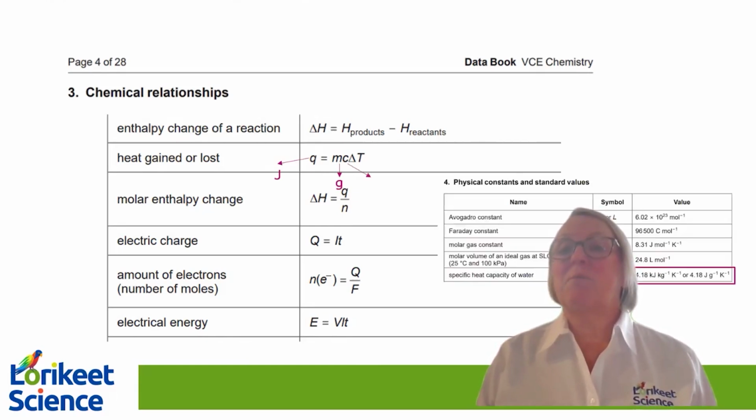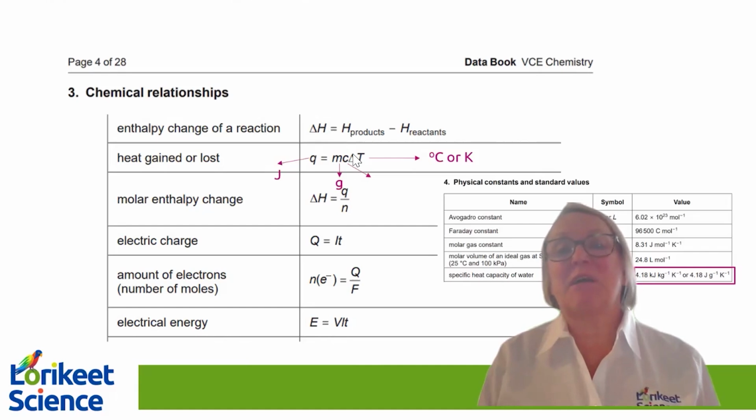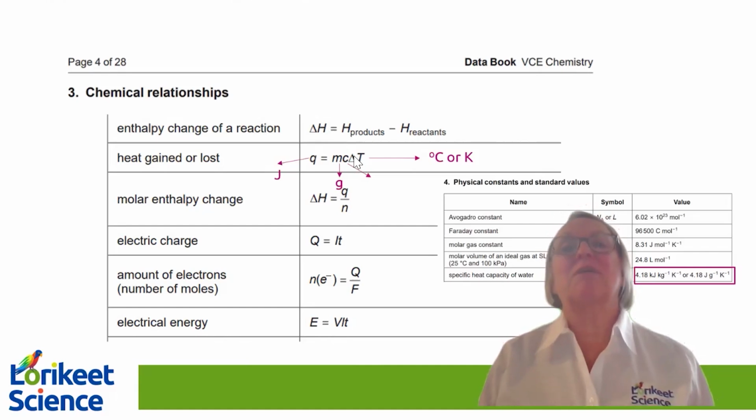Specific heat capacity is in the data book. It's 4.18 kilojoules per kilogram per Kelvin, or 4.18 joules per gram per Kelvin, depending on what the other units are. The change in temperature is either degrees Celsius or Kelvin. The capital delta sign means the change, so the final minus the initial.